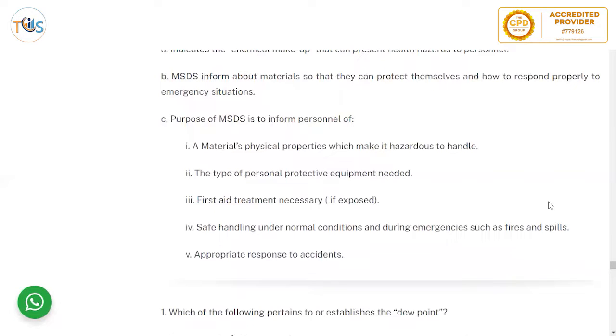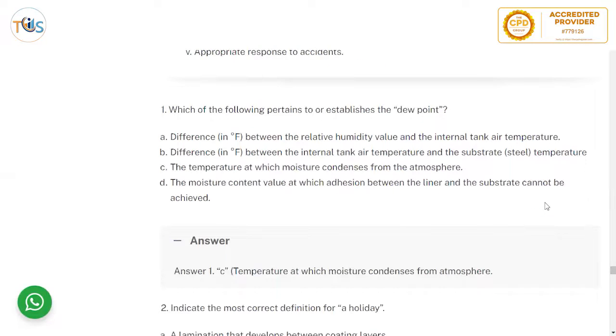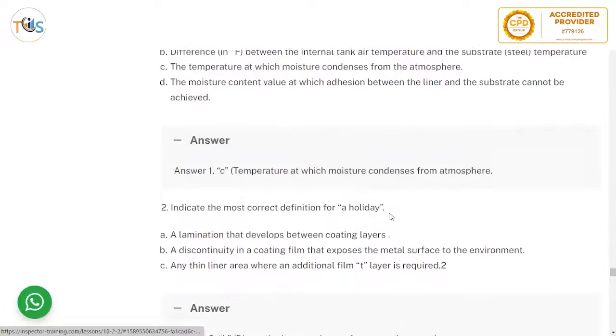The purpose of the MSDS is to inform personnel of a material's physical properties which make it hazardous to handle: type of personal protective equipment needed, first aid treatment necessary if exposed, safe handling under normal conditions and during emergencies such as fires and spills, and appropriate response to accidents. We'll have some questions here that you can solve. Please go through them. We have also explained these questions.